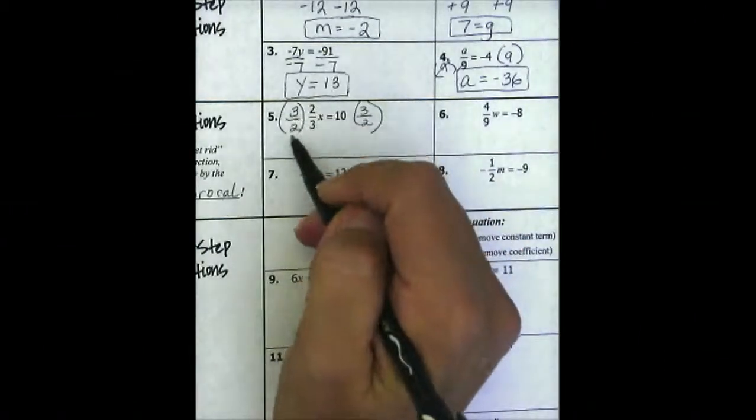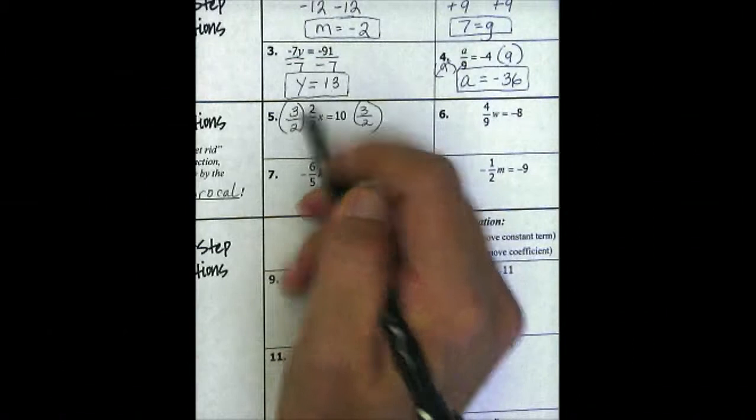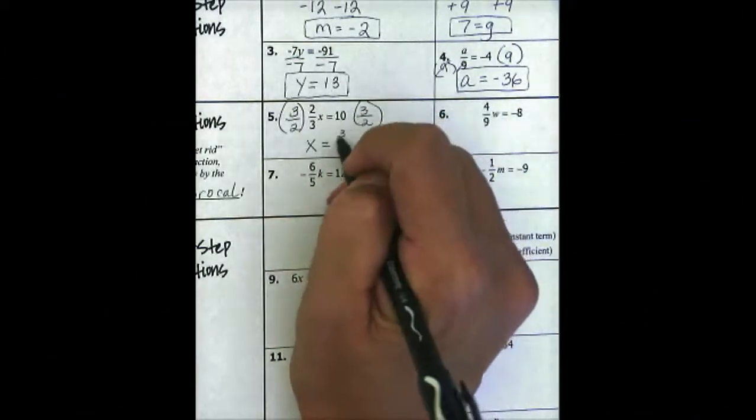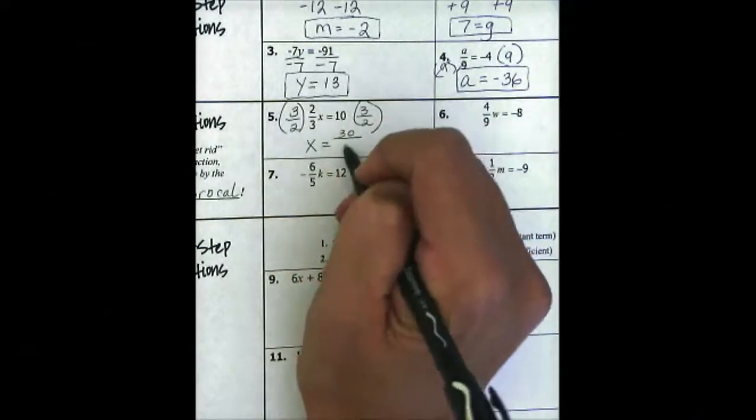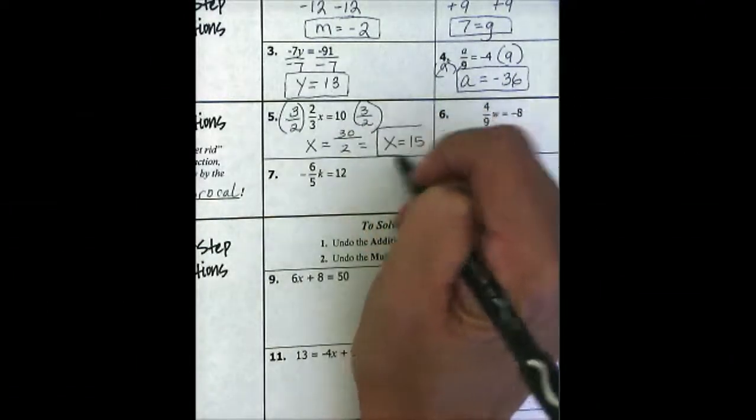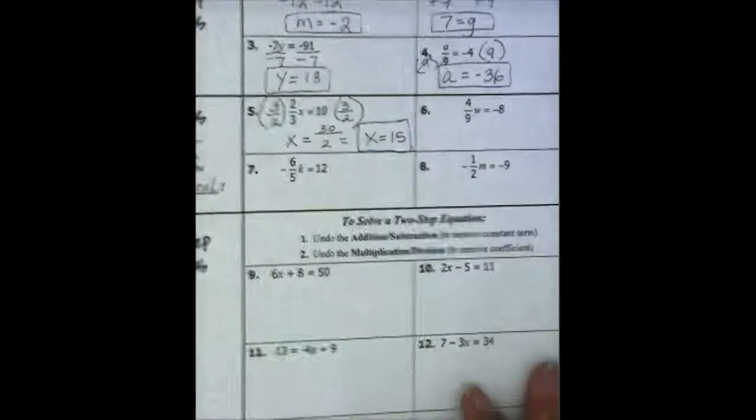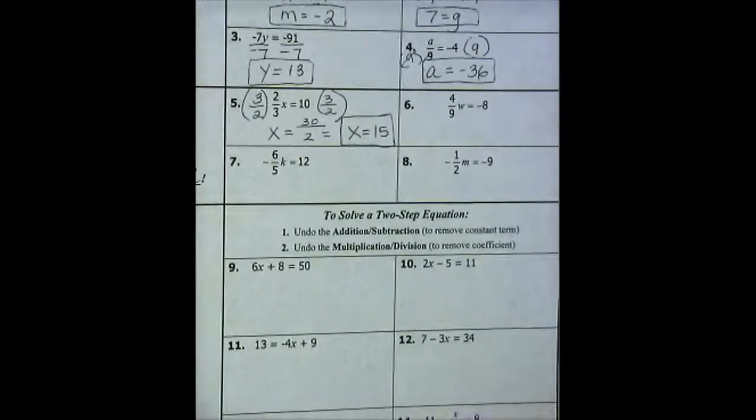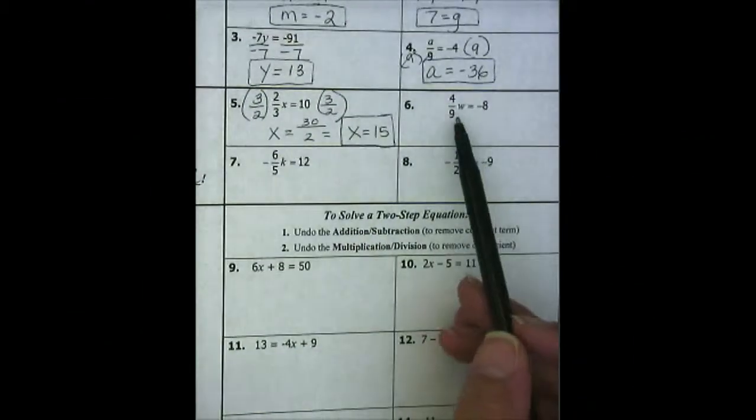That causes these to cancel out, and it leaves us with x equals 10 times 3 is 30, and 1 times 2 is 2, so x equals 15 when I simplify that fraction. Number 6. We're going to multiply by the reciprocal.